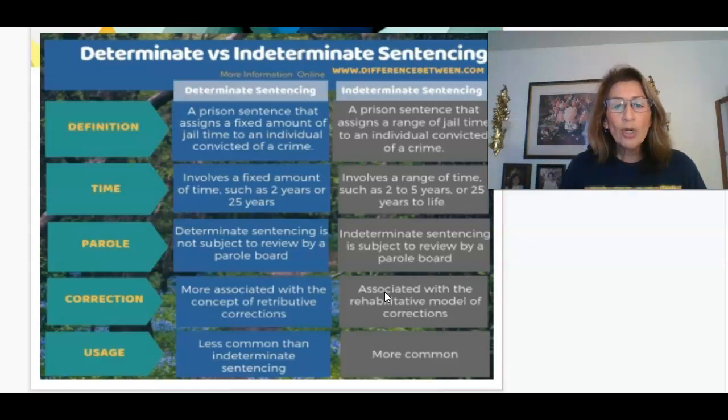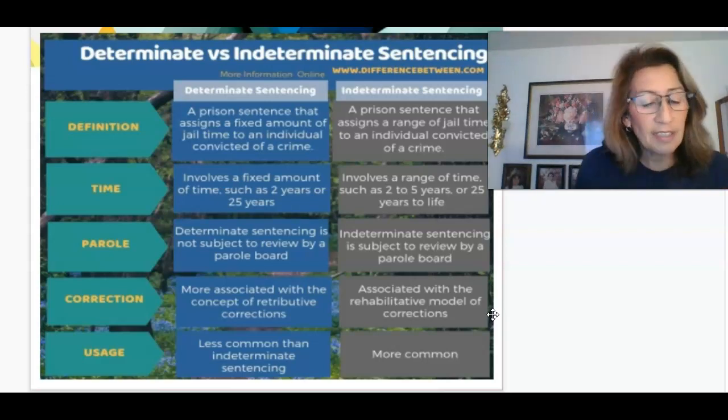On corrections, determinate sentencing is more associated with the concept of retribution, and indeterminate is associated with the rehabilitative model of correction. So you're going to go to prison, they're going to rehabilitate you. Under determinate sentencing, it's a concept of retribution: justice is going to happen for the victim. Obviously, determinate sentencing is less common, and indeterminate sentencing is more common.